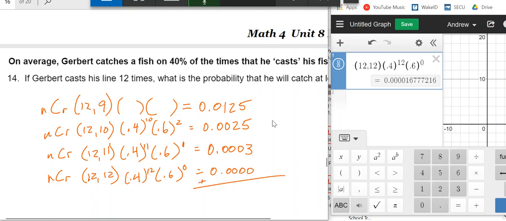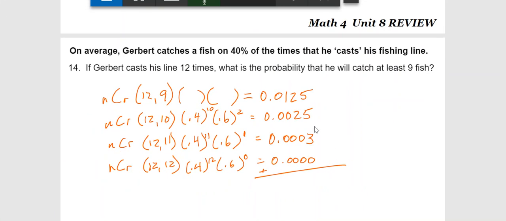So by the time we add these together, 5, 5, and 3 make 13. Carry the 1. 2 and 2 makes 5. And the 1. And so we're looking at 1.5% chance of catching at least 9 fish. Like I told you, 40% kind of means that he's going to have to get really, really lucky to get up there.